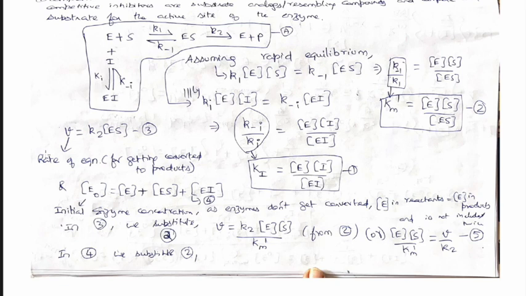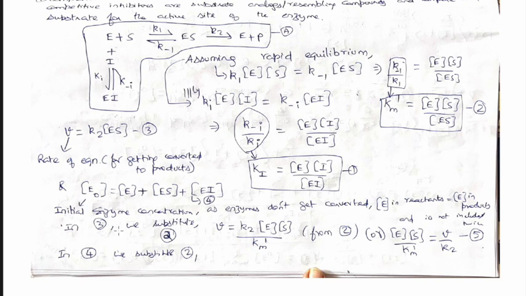So V is equal to K2 into ES. This is the rate equation for conversion to products. We name this equation 3. Overall, the initial enzyme concentration E naught is equal to the concentration of enzyme plus the concentration of enzyme substrate plus the concentration of enzyme inhibitor. This is how the enzyme concentration gets distributed.